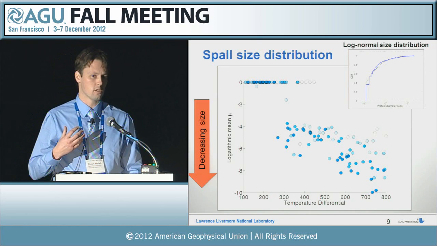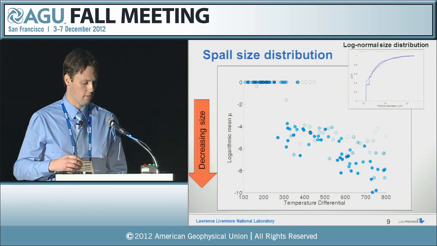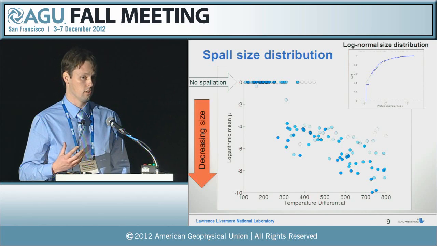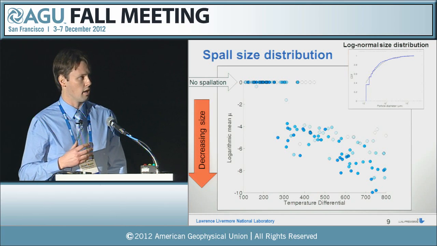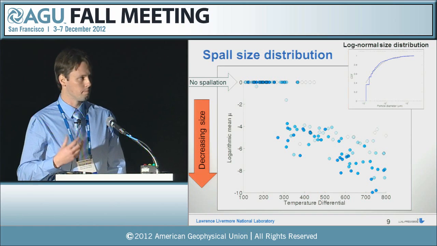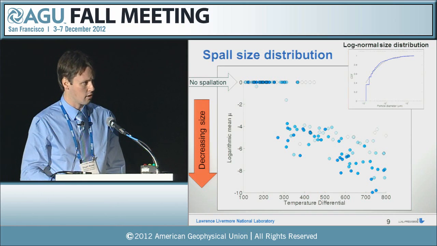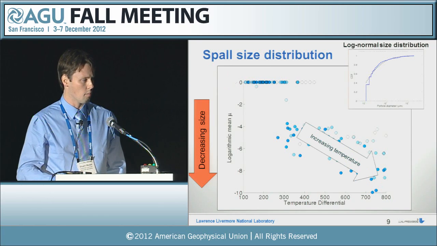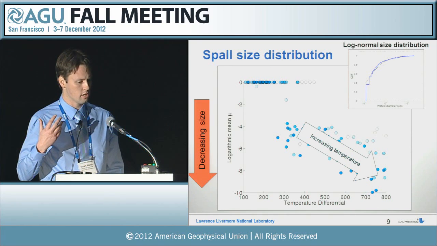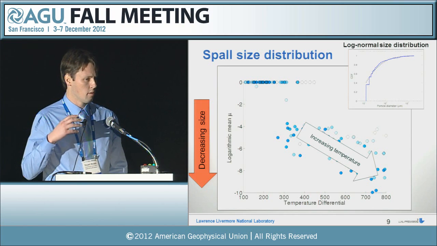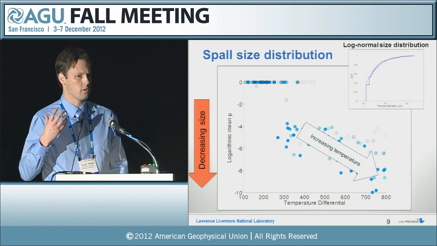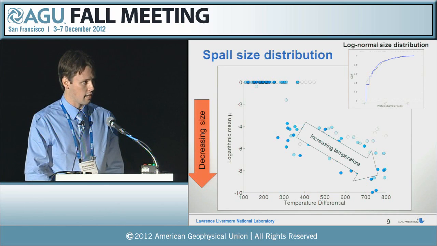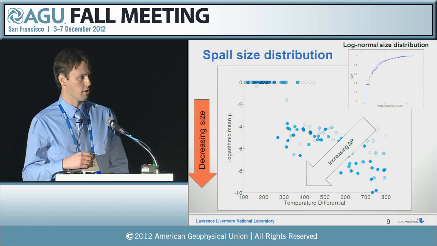You can see from these simulations we get a variety of different sorts of behaviour. To start off with, we get a range of models that actually undergo very little or no spallation, which is indicated by the zero logarithmic mean. And that typically occurs for low temperature differences. As the temperature difference increases, though, we undergo spallation, but then with increasing temperature, we find that the spall size distribution, the average spall size, tends to decrease, both with increasing temperature and the increasing ratio of pressures.